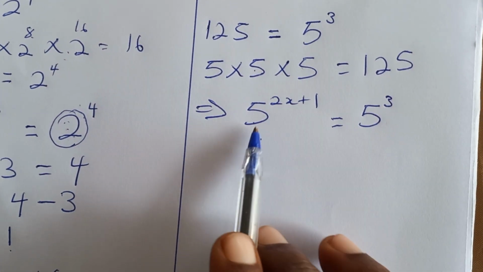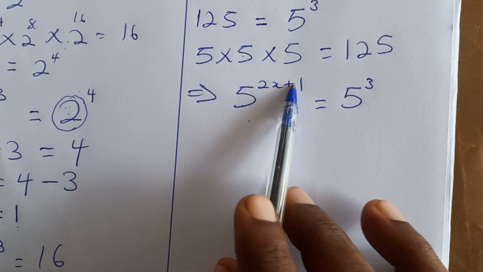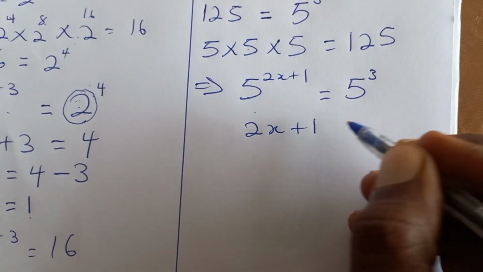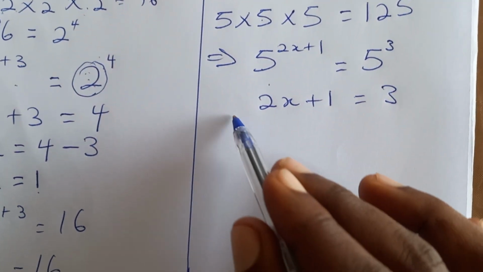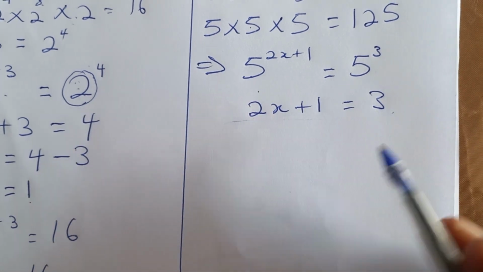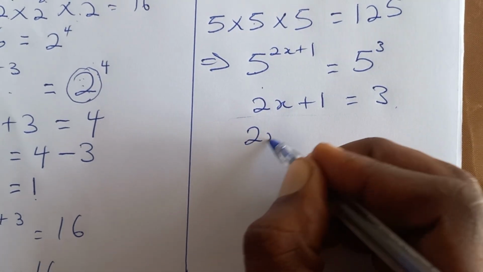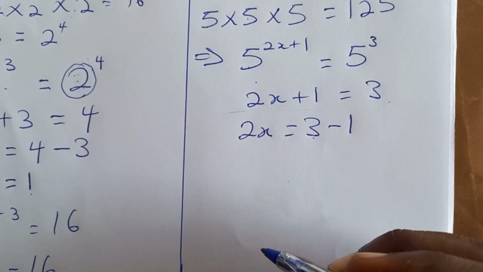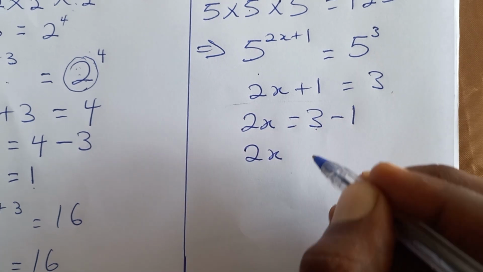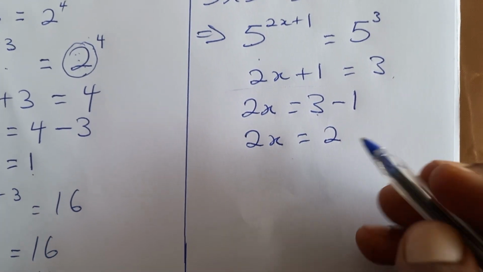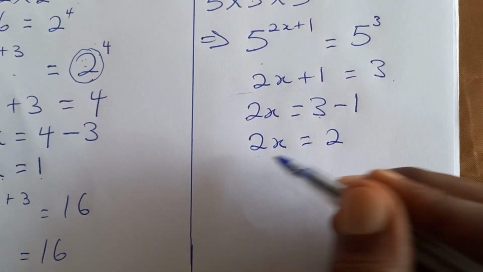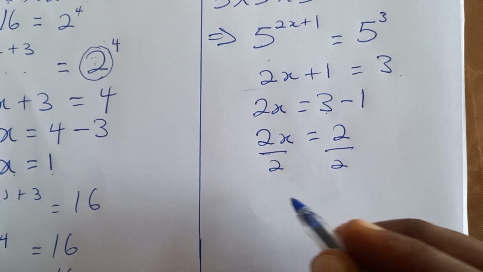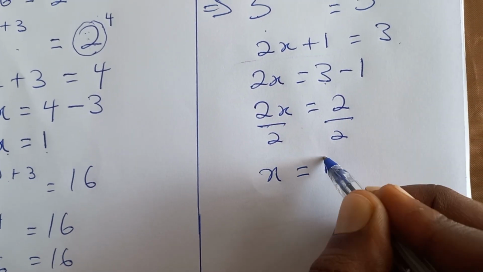Now the bases are the same, which is 5, base 5. We can equate the exponents. So we get 2x plus 1 is equal to 3. This is a linear equation. We want to make x the subject. So 2x is equal to 3 minus 1, and 3 minus 1 is 2. So you get 2x is equal to 2. Now we divide both sides by 2, or we multiply both sides by half. So you get x is equal to 1.